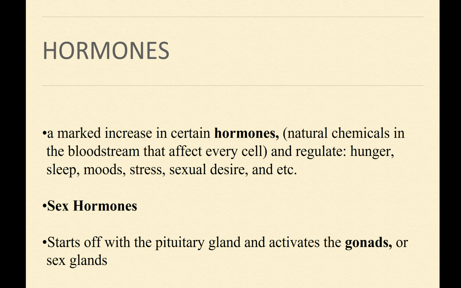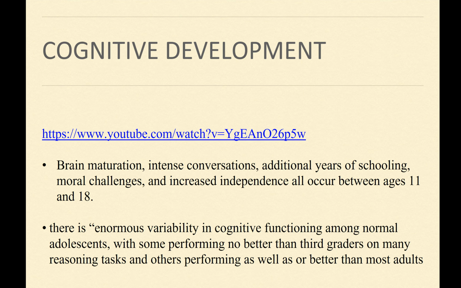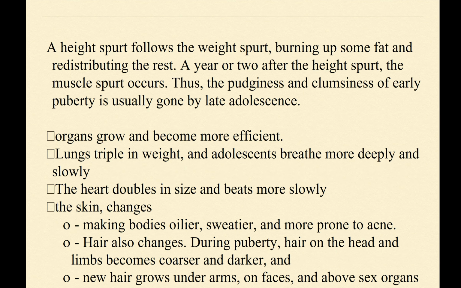Puberty typically starts with hormone release. And hormones are chemicals that are released usually from the pituitary gland into the body, and these chemicals cause the physical changes that we tend to see in puberty. Typically, in order, height is first, legs get longer, neck gets longer, and then weight comes after.